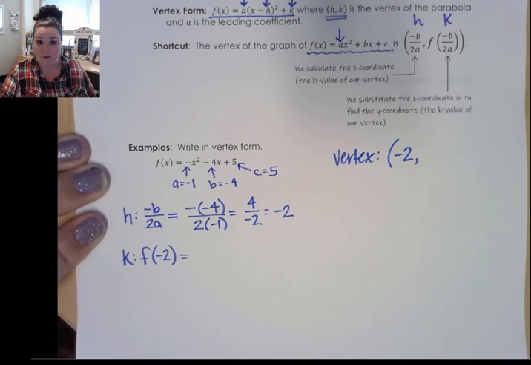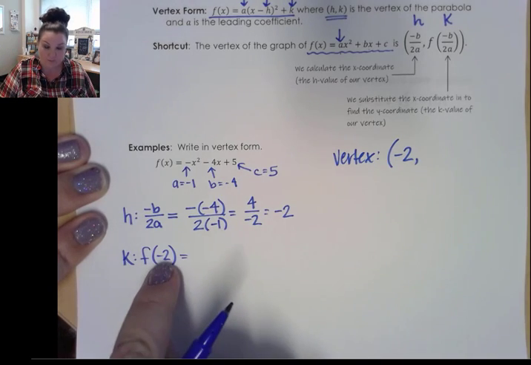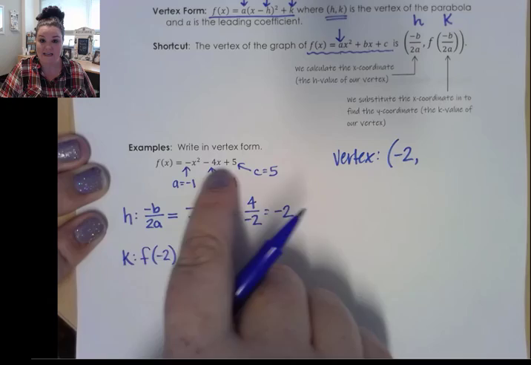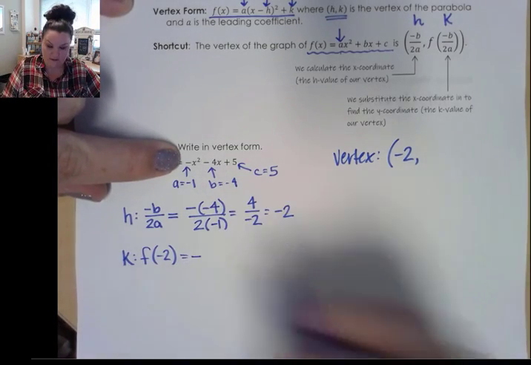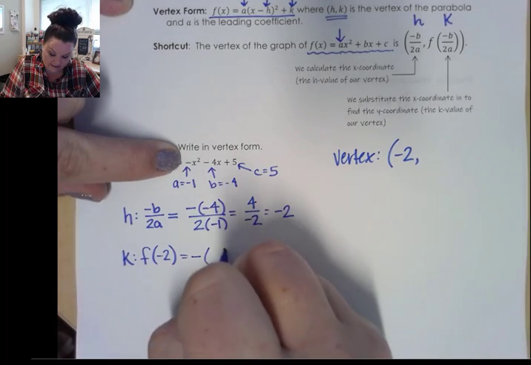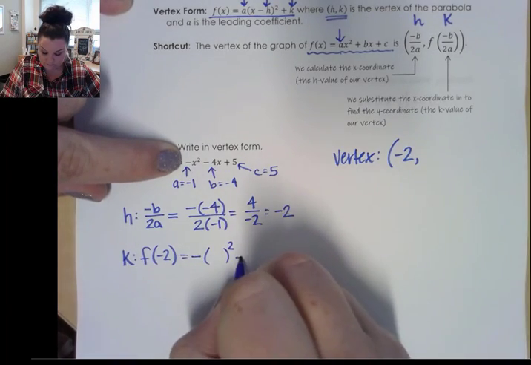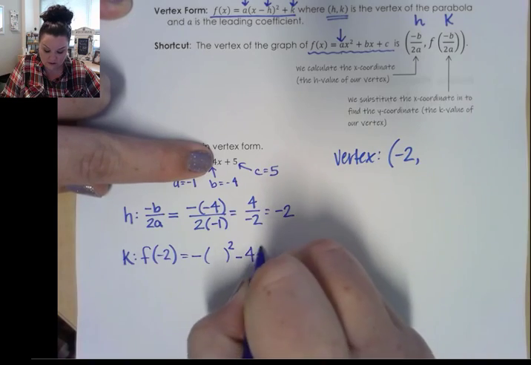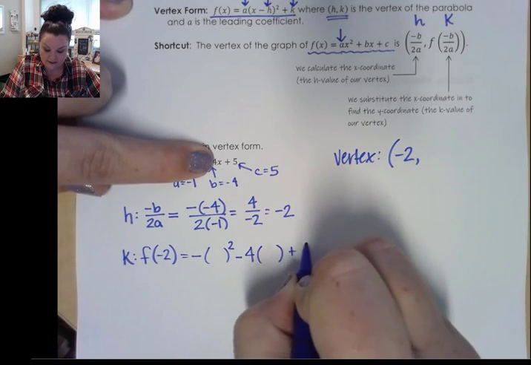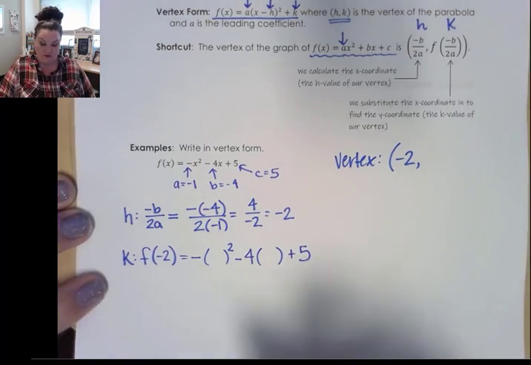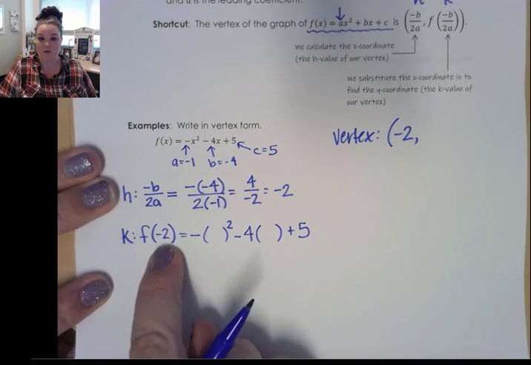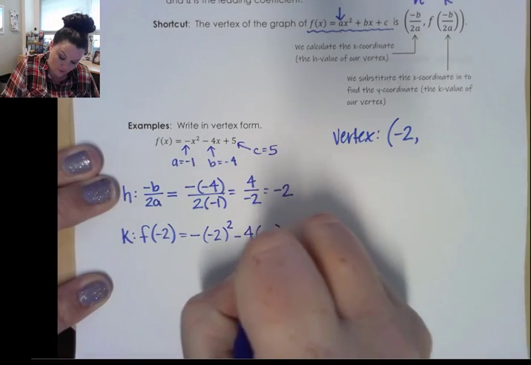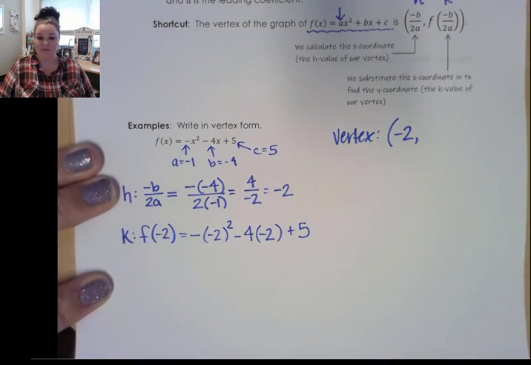Remember, when we evaluate functions, we put the number in the parentheses anywhere we see an x. So notice we have a negative in front, and then we take whatever our x is and we square it. Then we have a negative 4 times whatever our x is, and then we're adding 5. So I'm just writing out what the function does, and once I've written that out, now I can go ahead and put in my input, which is a negative 2. And now I just need to simplify.